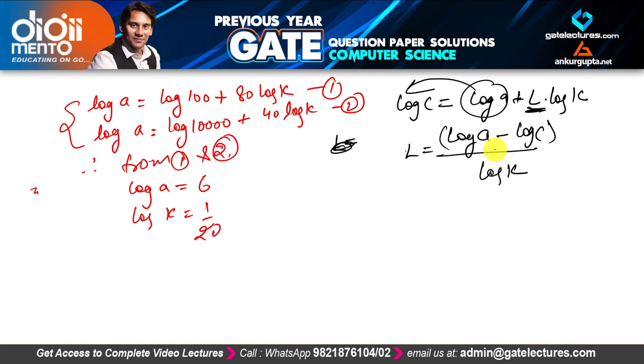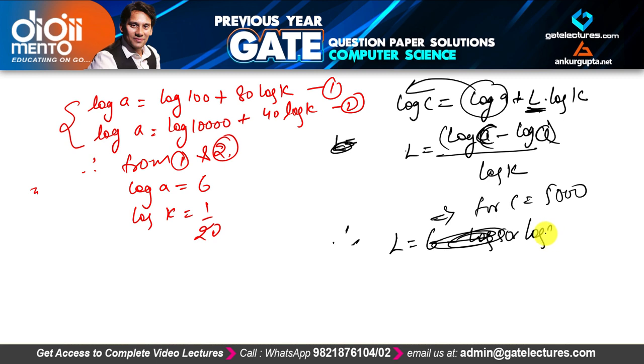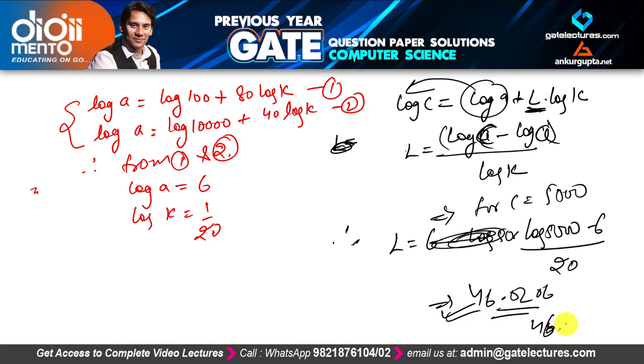So this can actually be written as log C minus log A. For C is equal to 5000, the value of L will become 6 minus log 5000, or you can say log 5000 minus 6, divided by log K, that is divided by 20, so that is going to be 46.0206. Therefore the correct answer is 46.02 for this given question.